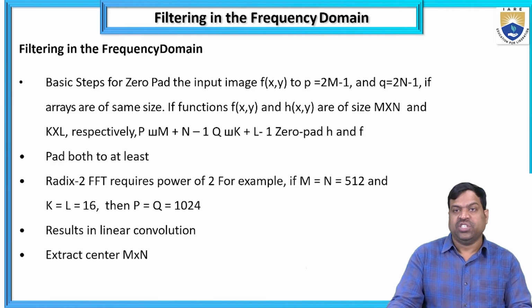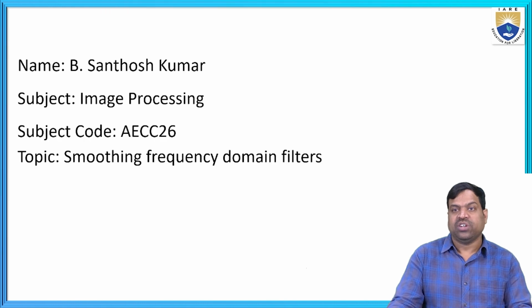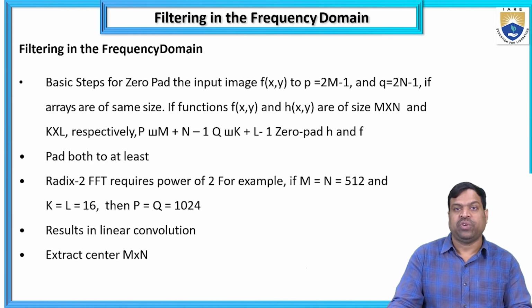In the previous session we discussed the smoothing and sharpening frequency domain filters. These are the two major types of frequency domain filters: smoothing and sharpening, that is, the low pass filter and high pass filter. Let us revise filtering in the frequency domain.